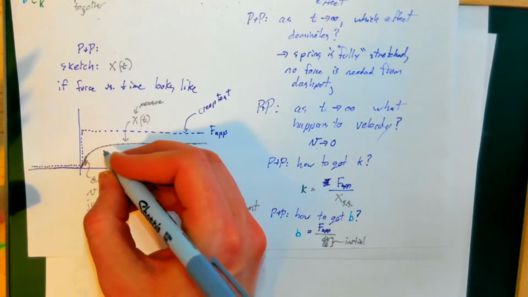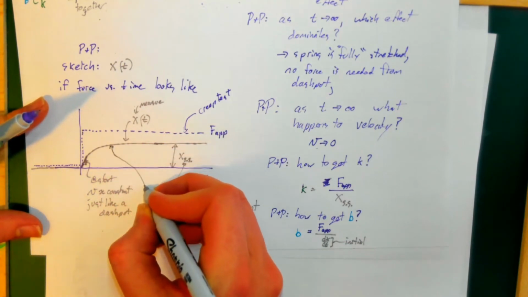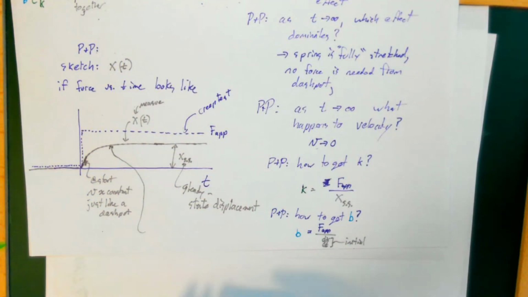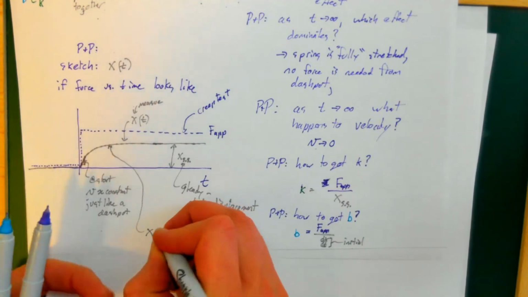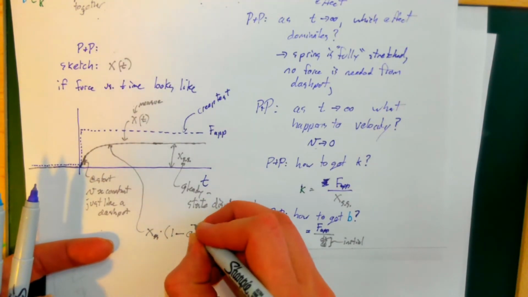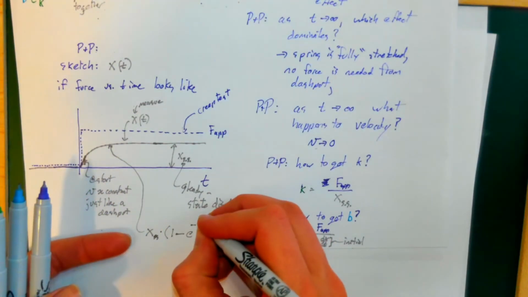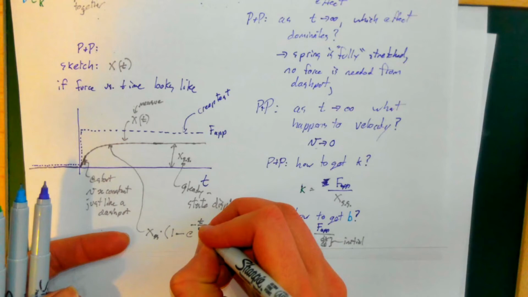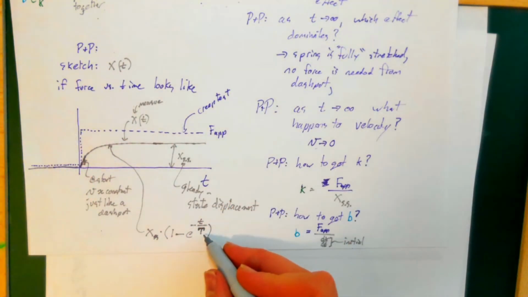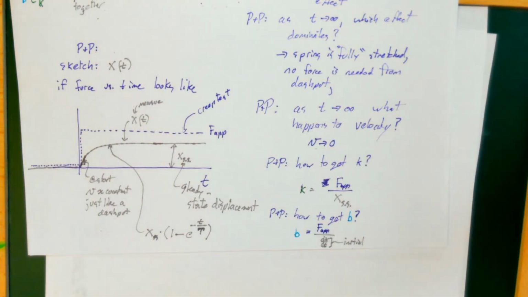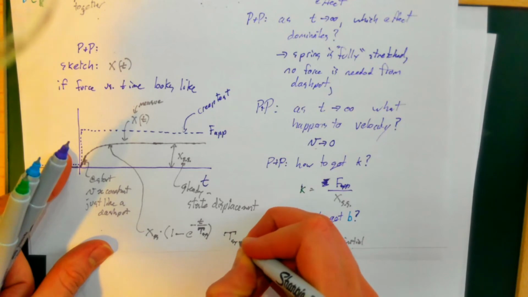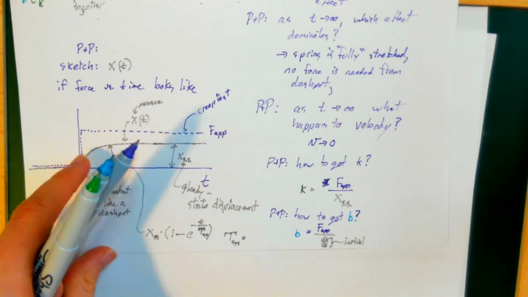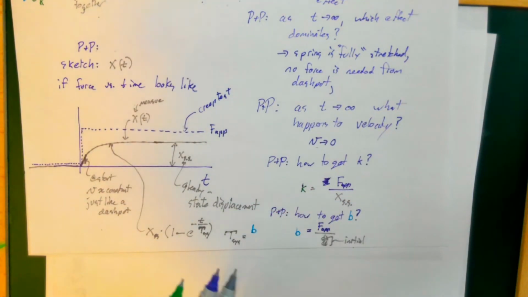It turns out you can actually derive the shape of this curve, and this curve basically is of the form x steady state times 1 minus e to the minus t over some time constant, capital T, and capital T depends on the properties of this system. More specifically, this time constant for the system, I'll call it capital T sys, ends up being equal to b over k.